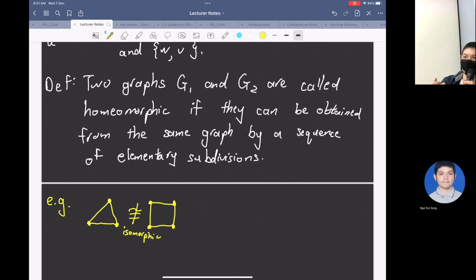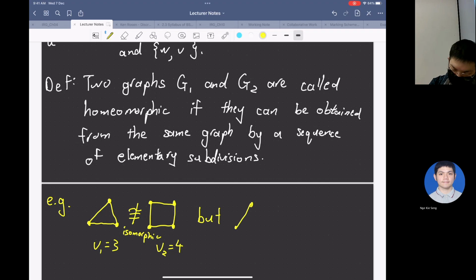You need a bijection of vertices. So why is this case not isomorphic? Different number of vertices. Here V equals 3, here V equals 4. So you cannot have a bijection on vertices, because 3 is less than 4. A bijection needs to be equal. Remember?